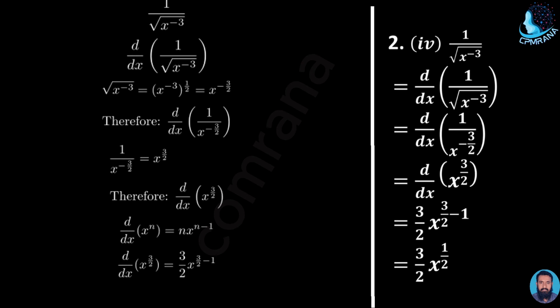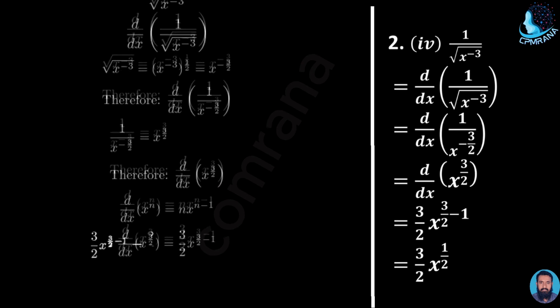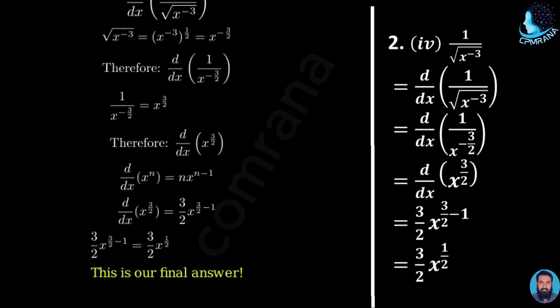Finally, let's simplify the exponent. 3/2 minus 1 is equal to 1/2. Therefore, our final answer is 3/2 times x to the 1/2 power.